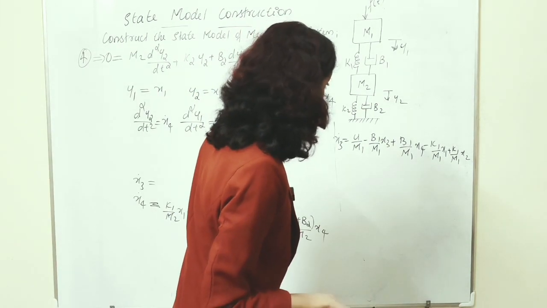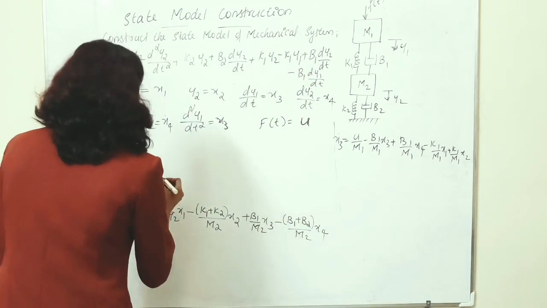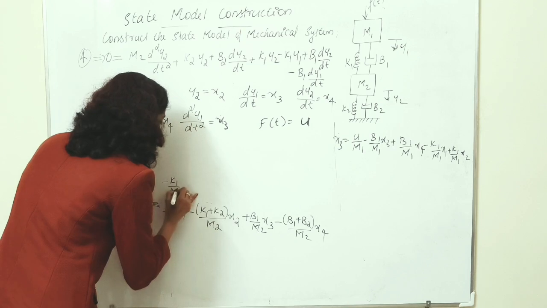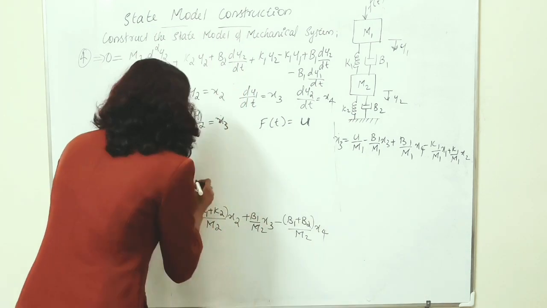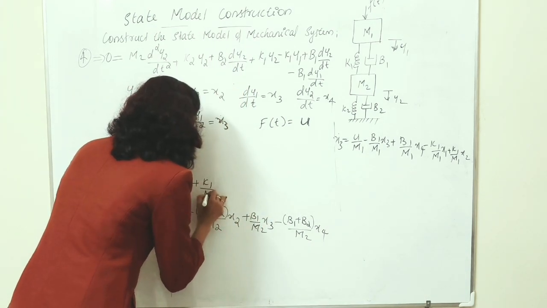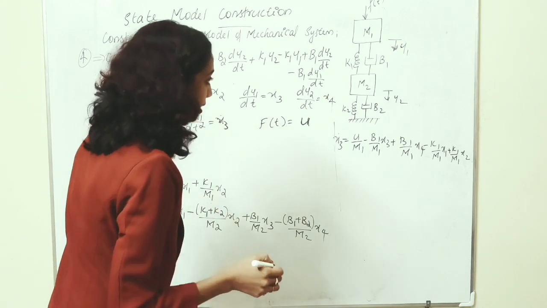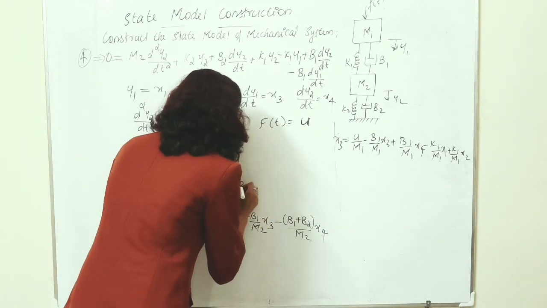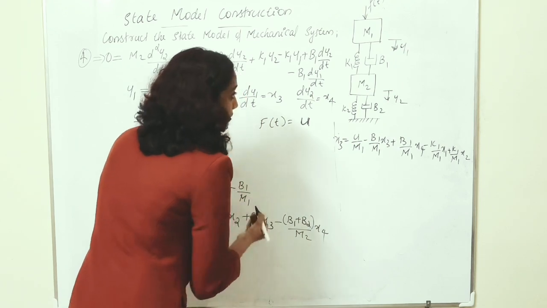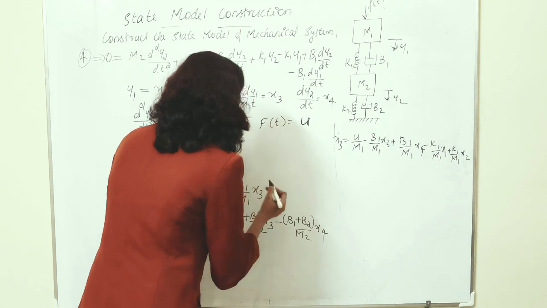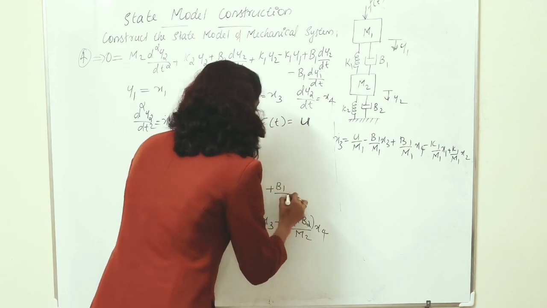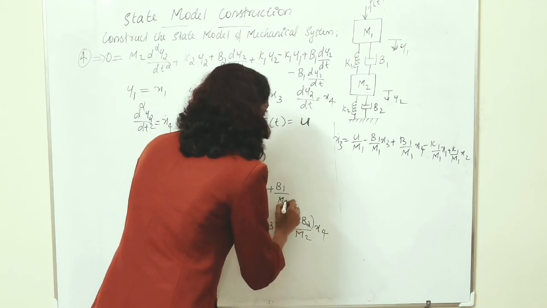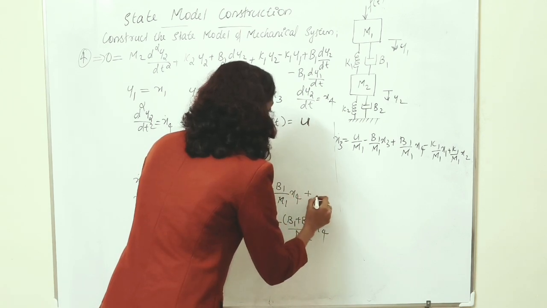Then I rearrange the equation of x3 dot also: minus k1 by m1 x1, plus k1 by m1 x2, minus b1 by m1 x3, plus b1 by m1 x4, plus 1 by m1 into u.